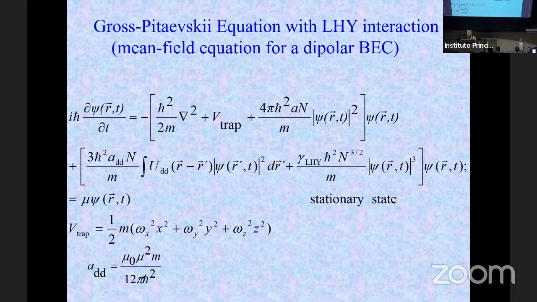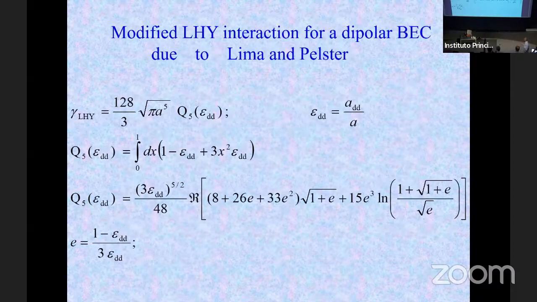So what is the modified Lee-Huang-Yang interaction due to Professor Pelster and Lima? This is the original coefficient that was given, attributed to this term gamma LHY. And the correction for the dipolar part is this. And this integral goes to 1 when epsilon dd is 0, no dipole moment.